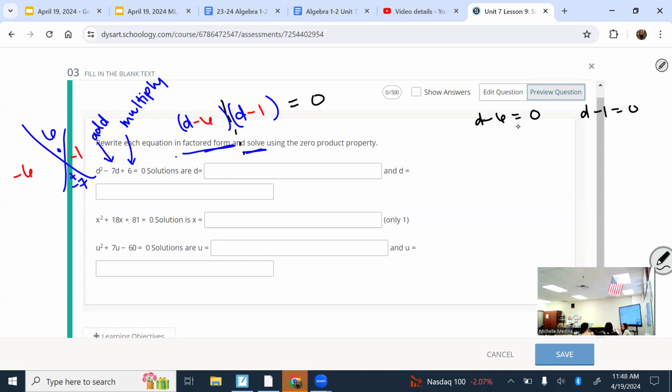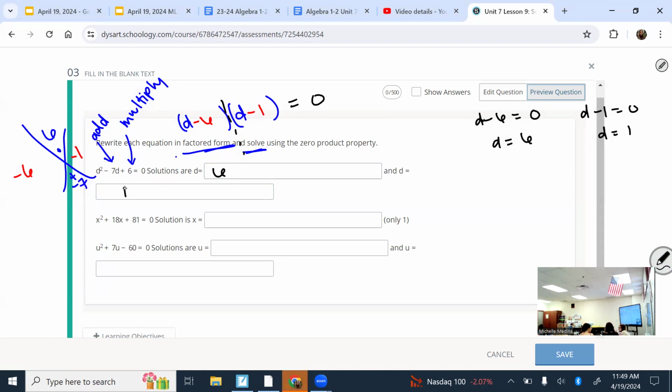What minus 6 equals 0? Anyone? 6, good. What minus 1 gives me 0? So then it shouldn't matter the order, but 6 and 1 are your answers.